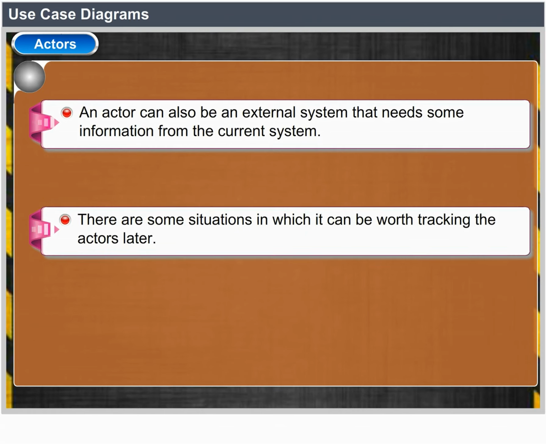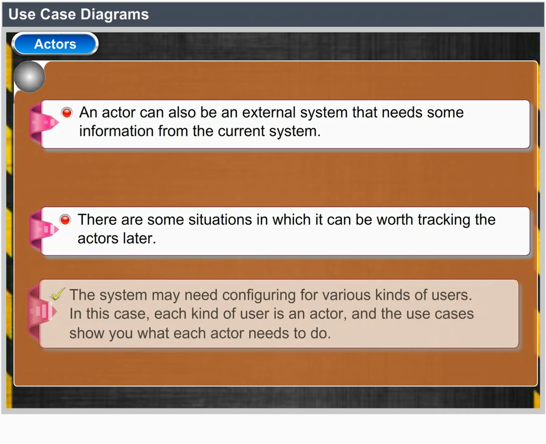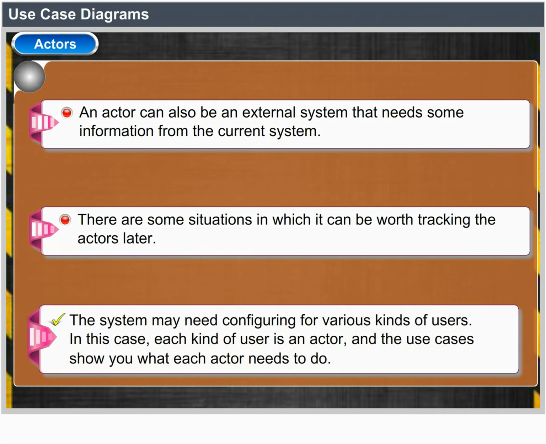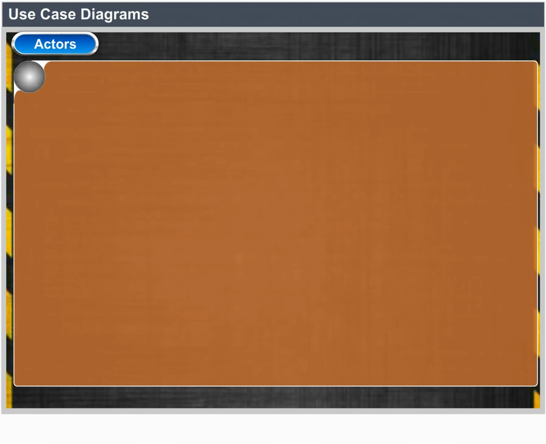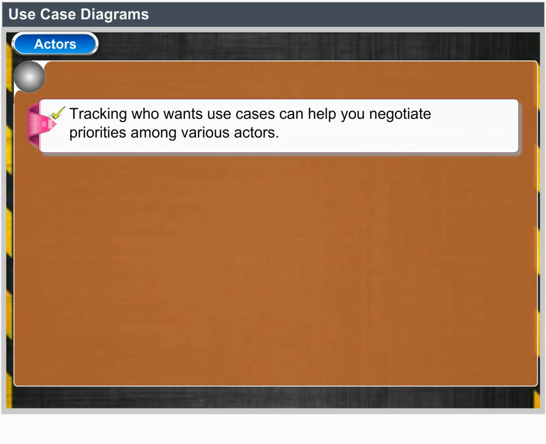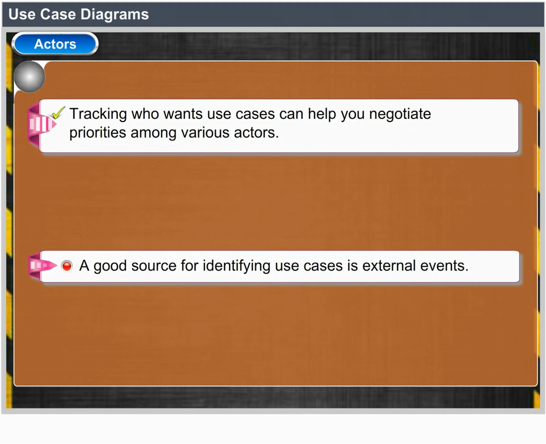There are some situations in which it can be worth tracking the actors later. The system may need configuring for various kinds of users. In this case, each kind of user is an actor and the use cases show you what each actor needs to do. Tracking who wants use cases can help you negotiate priorities among various actors. A good source for identifying use cases is external events.